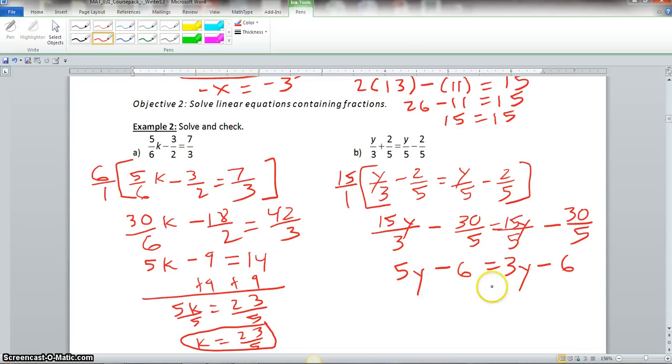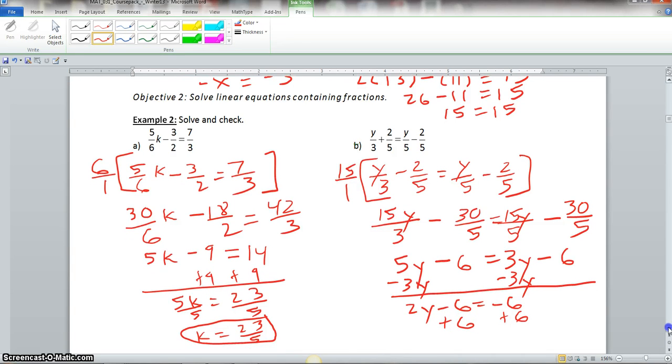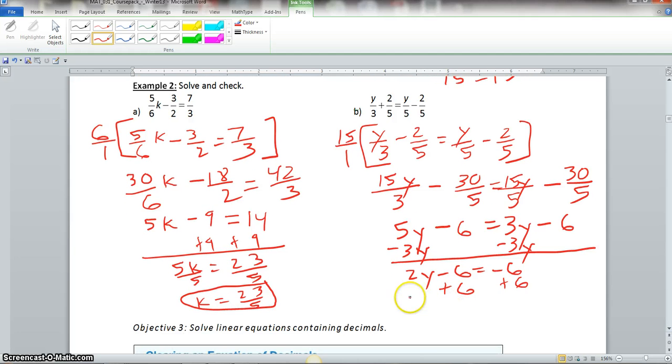Now, we can subtract 3y on both sides, and we will have 2y minus 6 equals negative 6. Now, we're going to add 6 on both sides, and we will have 2y is equal to 0. We divide each side by 2, and we will have y equals 0 as our final answer.